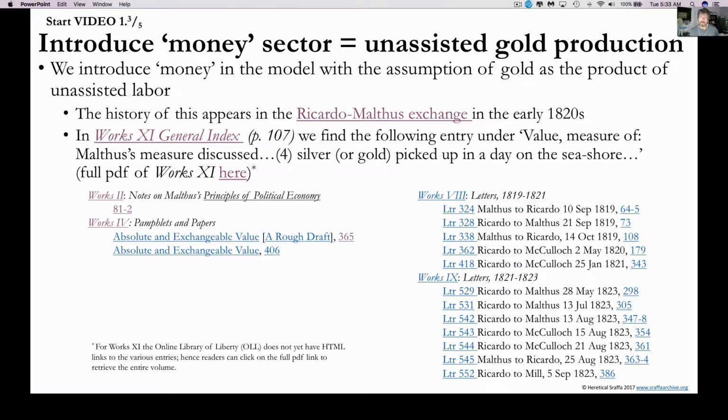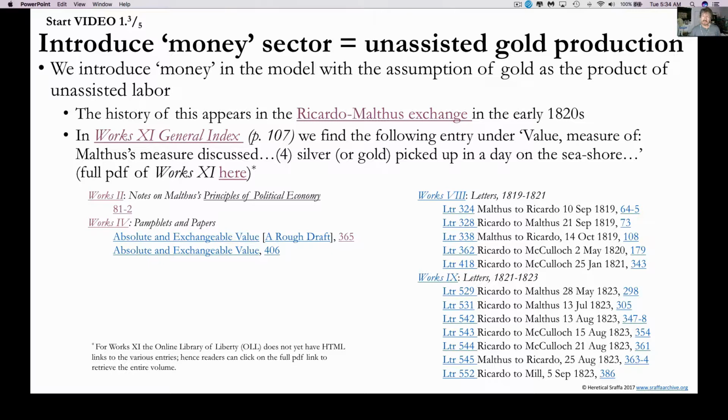The way we're going to introduce money into this model is by following a particular line of analysis, one of many lines of analysis in the classical theory, specifically regarding an exchange that David Ricardo and Thomas Robert Malthus had in the late 1810s, 1819 and 1820 through 23, that posited the idea that gold is going to be the product of unassisted labor. Here, the assumption is going to be that gold is found on the seashore.